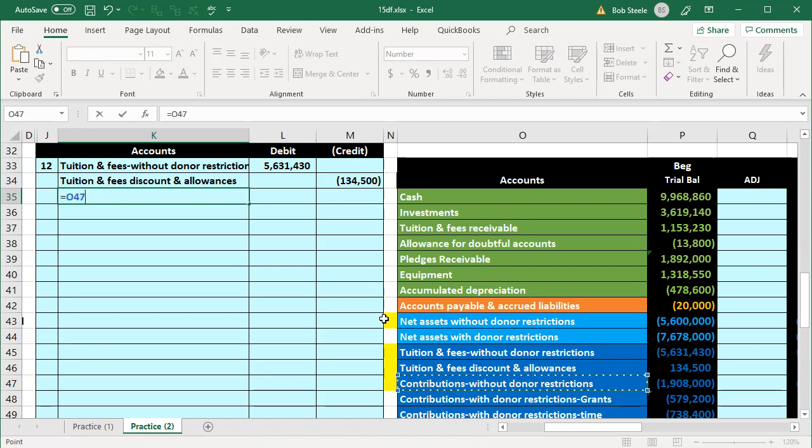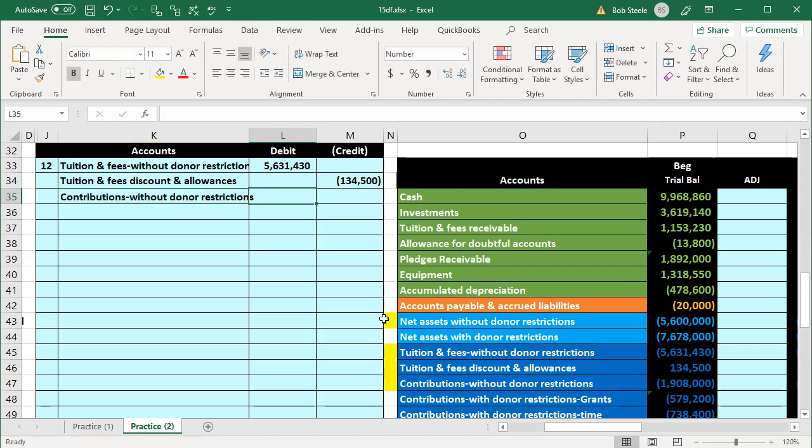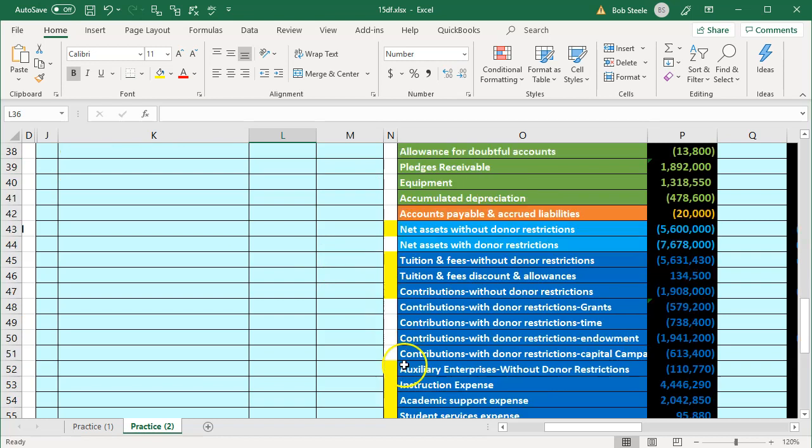So here's going to be the contributions without donor restrictions. It's going to be a debit now because it's a credit here. We need to make it go down, so we're going to debit it. So I'm going to say negative in L35 of that 1,908,000. And the next one we have is going to be the auxiliary enterprise without donor restrictions.